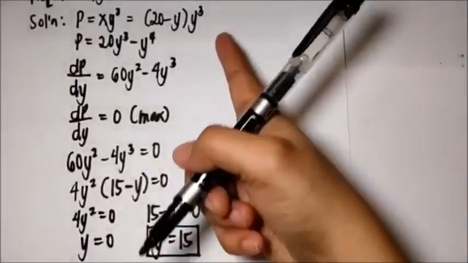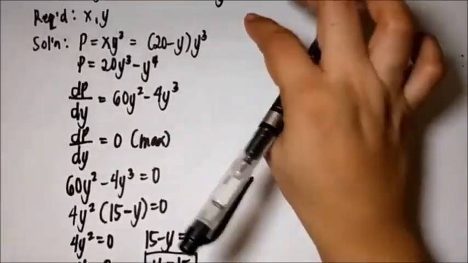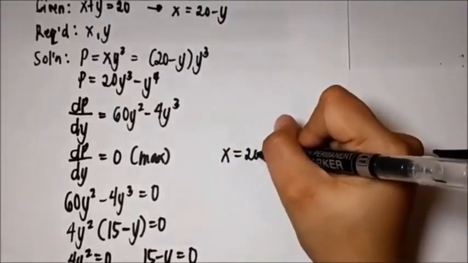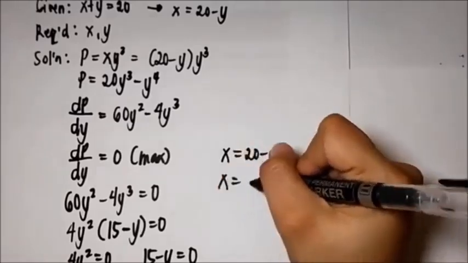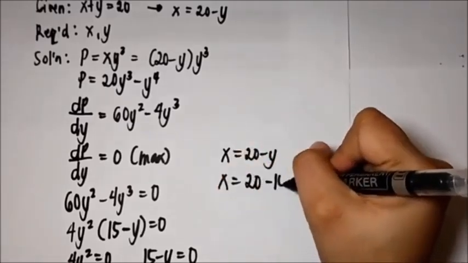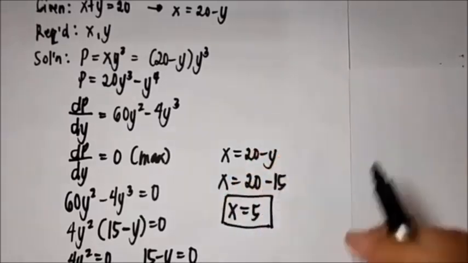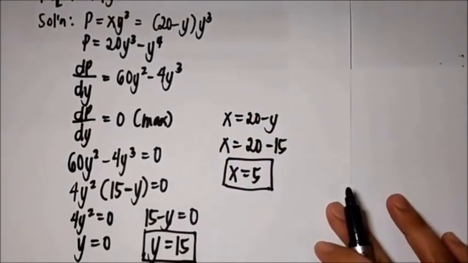We can now compute for the value of x from this given. So x is equal to 20 minus y. So x now is equal to 20 minus 15, so we have 5. So these are now the numbers: we have 5 and 15.